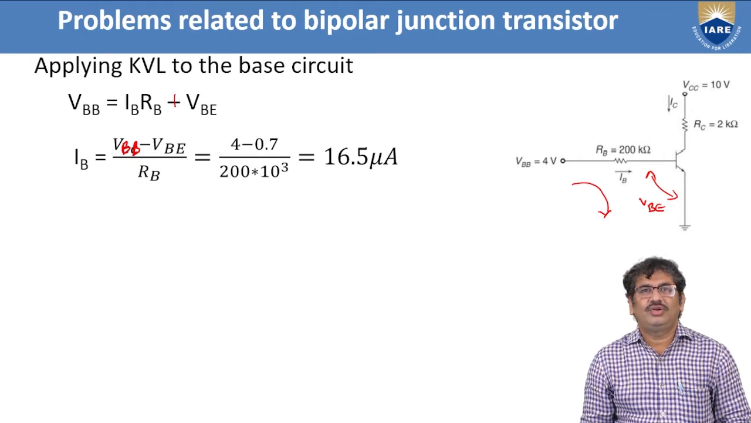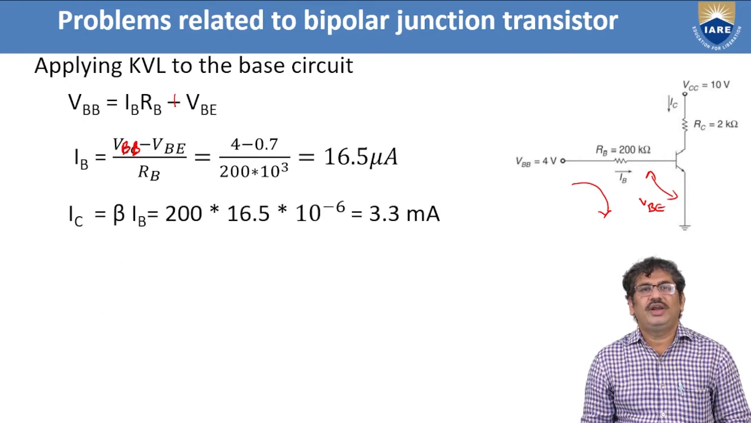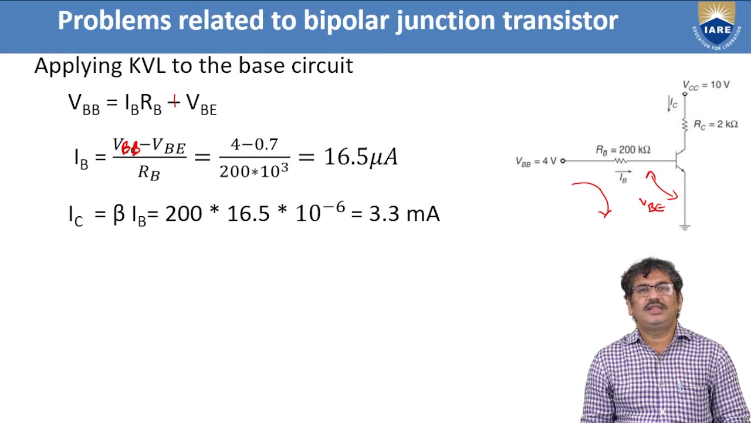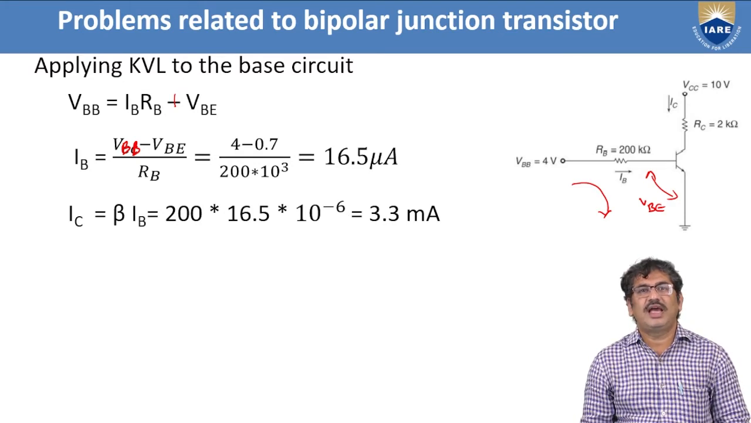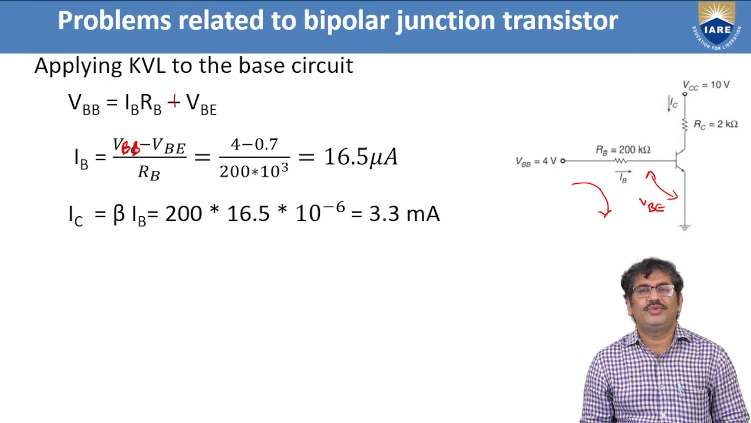Next, after finding out the base current, we can find out the collector current by relating the collector current and base current as IC is equivalent to beta times IB. In the problem, the beta value given is 200, into the estimated base current 16.5 microamperes, that is 16.5 into 10 power minus 6, which will give 3.3 milliamperes.